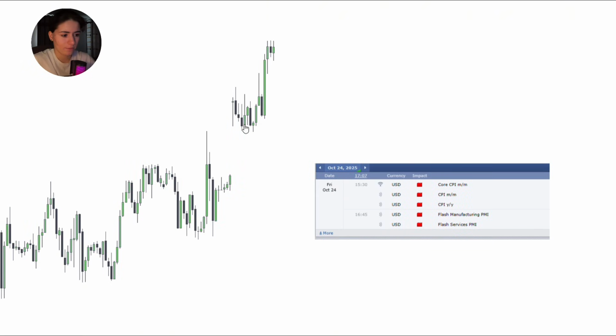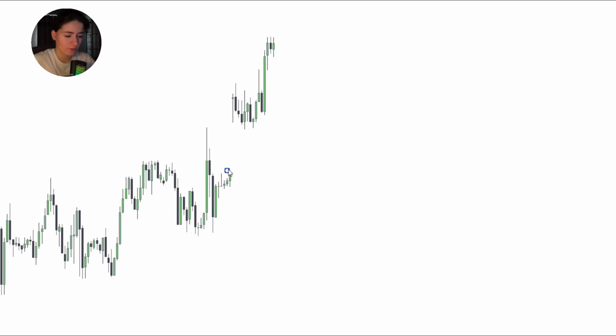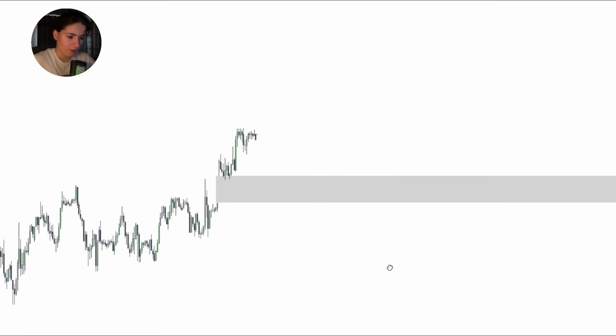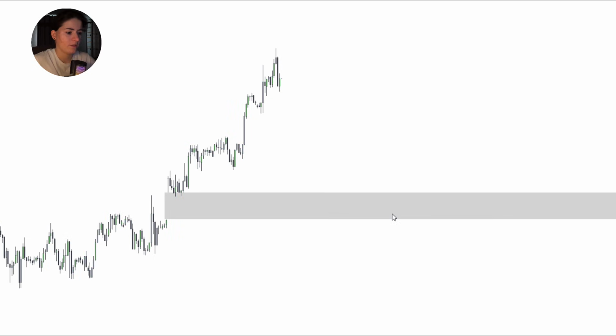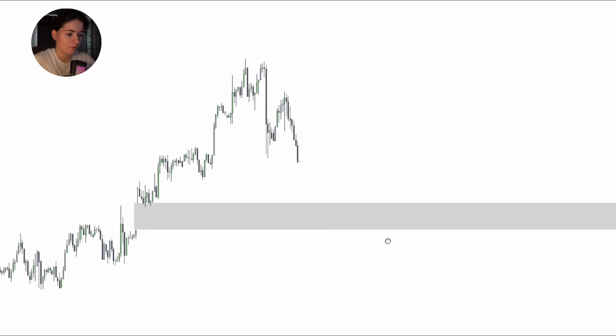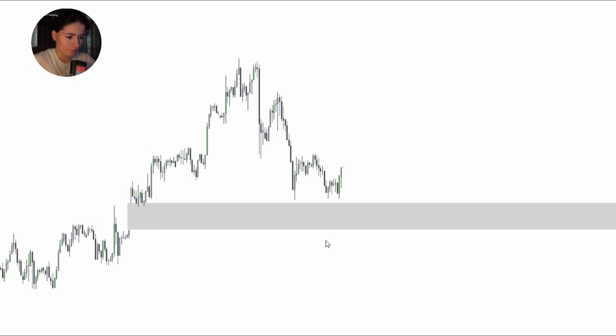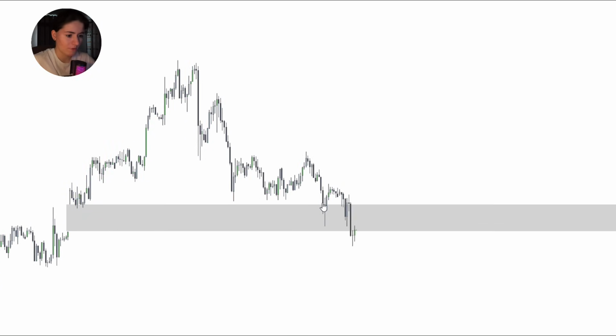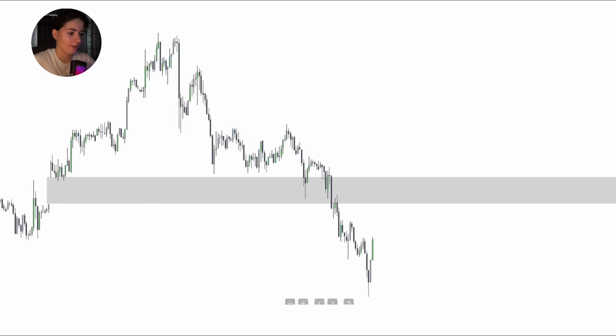Let's break down this example. We see a strong gap with a significant price jump. On Friday, very important news was released, which caused this gap to appear. After that, the price continued moving upward instead of filling the gap immediately. After some time, the market reversed and moved back toward the gap. As you can see, at first there was a small reaction, but eventually the price broke through the gap.